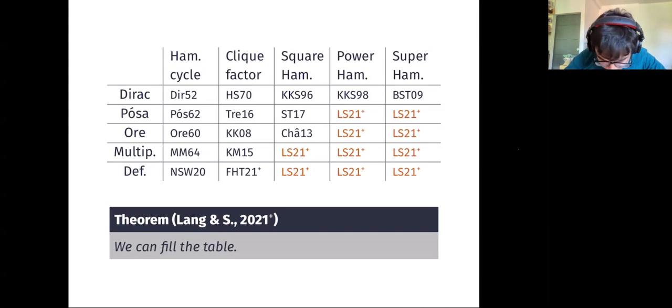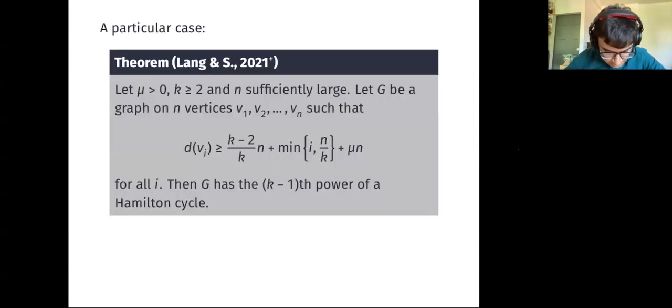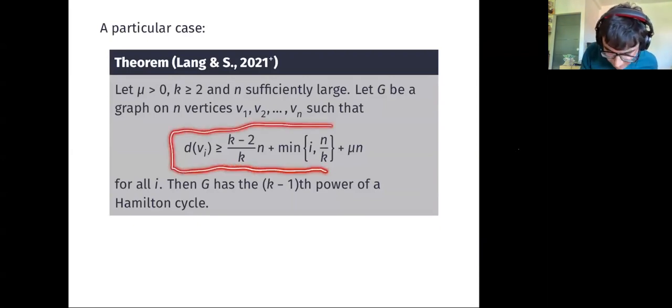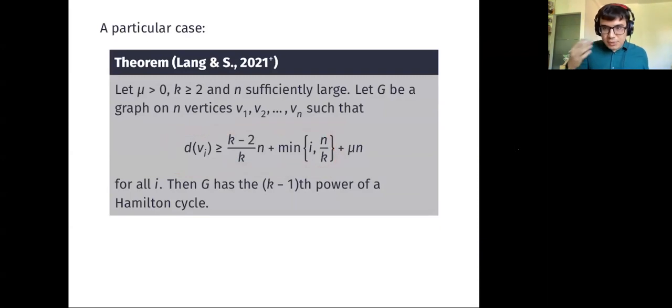Let me focus on one particular case, which was this Posa condition for powers of Hamilton cycles. This is one thing we show. You have a graph on n vertices, and you have this degree sequence and these minimum degree conditions. This formula was the same as the Posa-type condition for clique factors. But we say that as soon as you have this condition for clique factors, then you also have this power of Hamilton cycle.